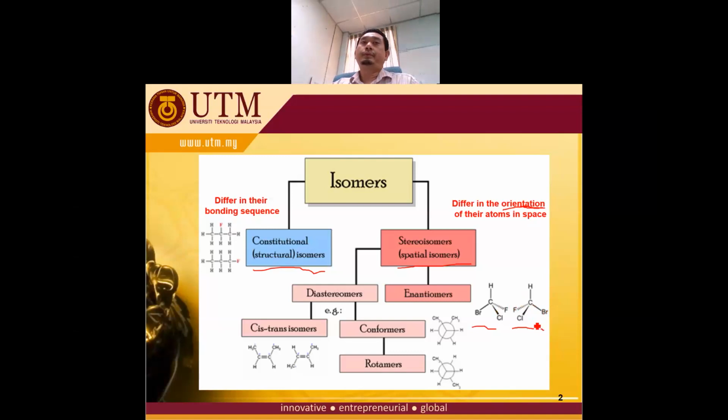So for this lecture, we're going to learn how to name and how to differentiate between these two compounds using the RS system. We also have cis-trans or EZ isomers, which involve a double bond with sp2 carbons. So between these two compounds, they also have different orientation but the same bonding sequence. They are also under stereoisomer.